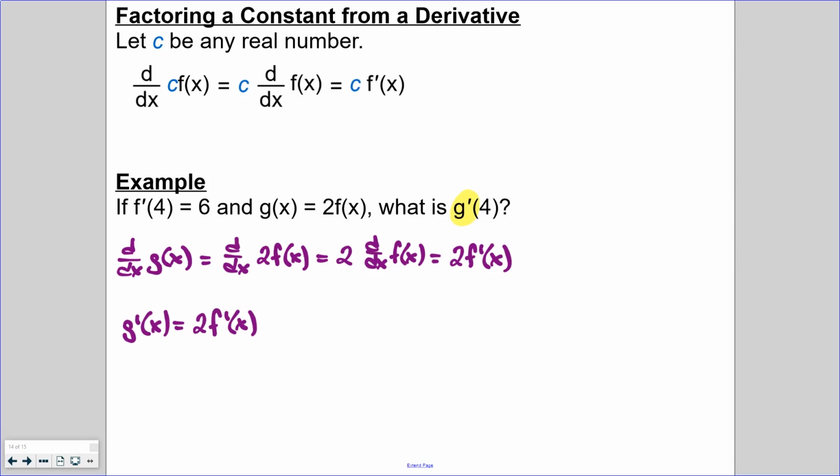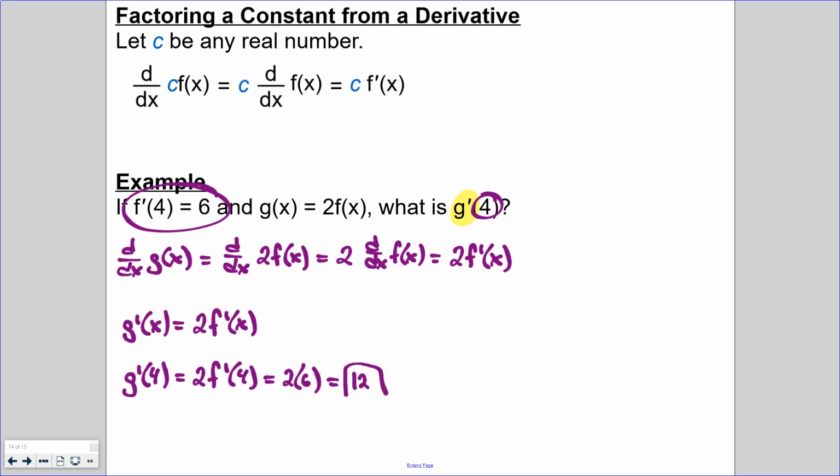And we're going to figure out what the derivative is when x is 4, so we can substitute that in. g prime of 4 is going to be 2 times f prime of 4. And from our example, we're told that f prime of 4 is 6. So therefore, g prime of 4 is going to be 2 times 6, which gives us an answer of 12. All right, folks, that is it. That is using the constant multiple and the power rule for monomials.